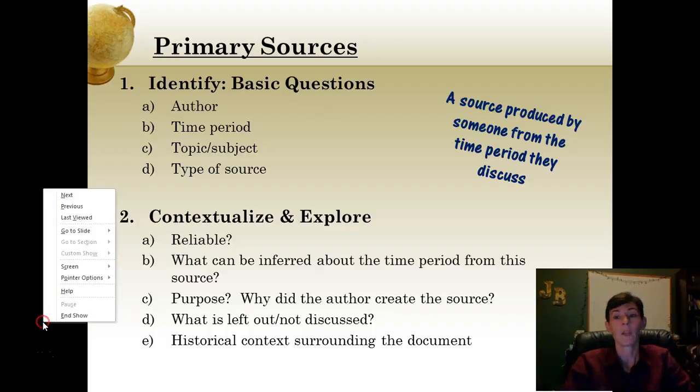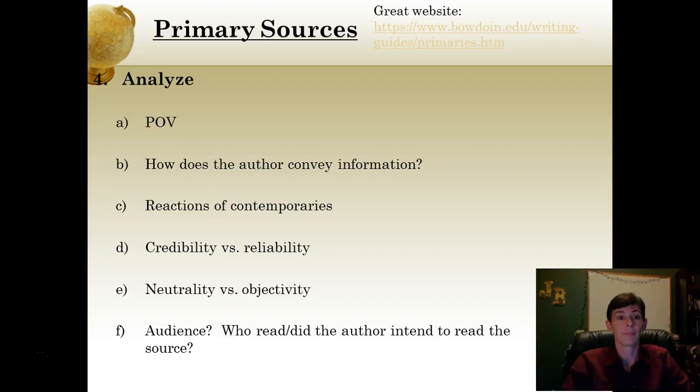You don't need to know every fact, but you need to know enough about the period to make an informed judgment. Now remember, this is a source produced from the time period that they lived in and discussed. They experienced this thing, and you're going to analyze. You've got to look at point of view, that's the perspective of the source. You want to look at how the author conveys information. You want to look at the reactions of people who lived at the same time as that author, other people who read it. Look at their contemporaries.